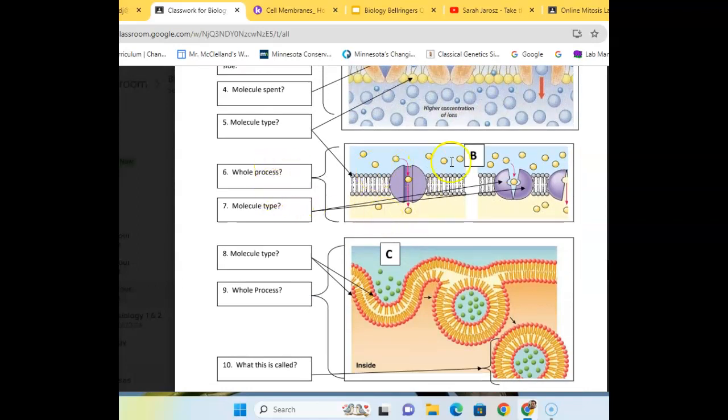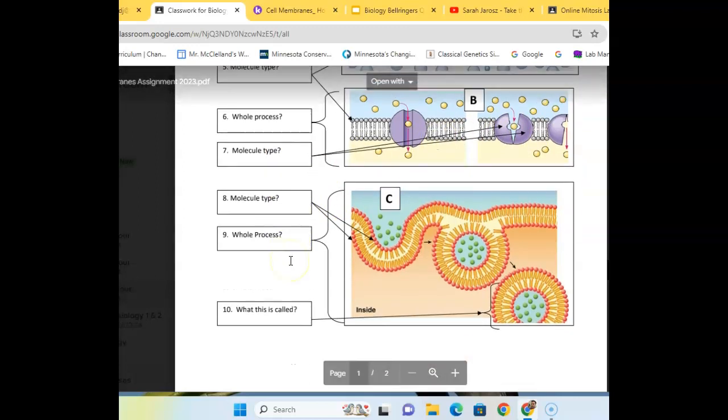All right, process going on in this middle section. So we have high concentration over here and lower concentration here. And so the molecules are going through this membrane protein to an area of lower concentration. So diffusion is the process. Since it's going through a protein doorway, you could say facilitated diffusion. The molecule type that is allowing this doorway to happen, again, a membrane protein is being shown here.